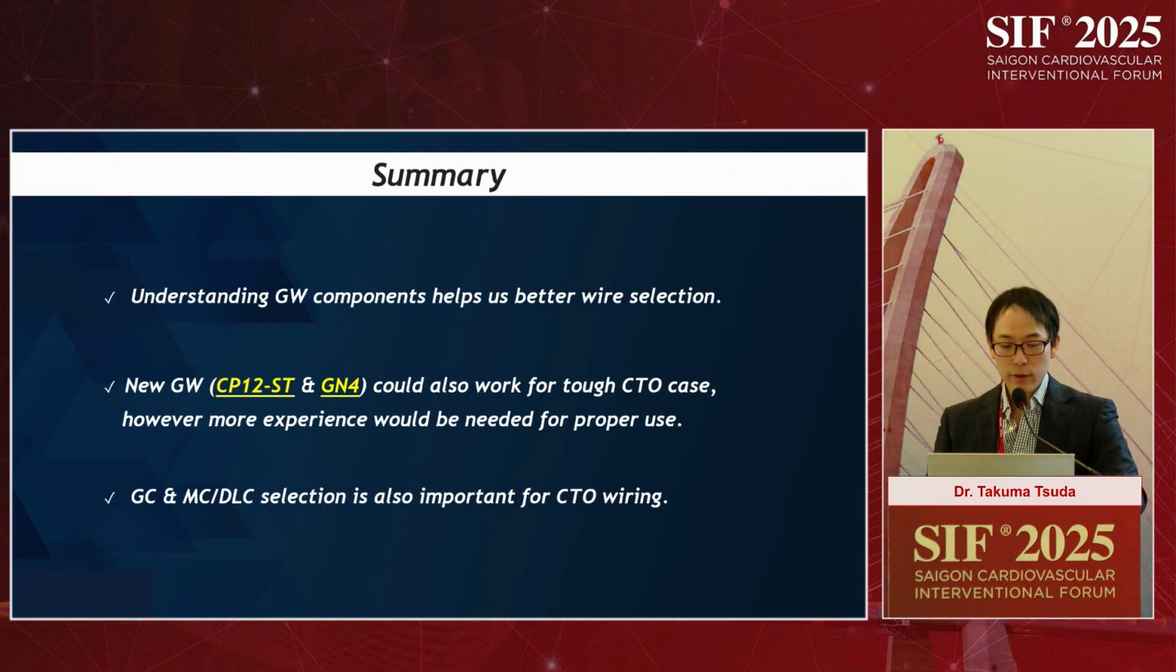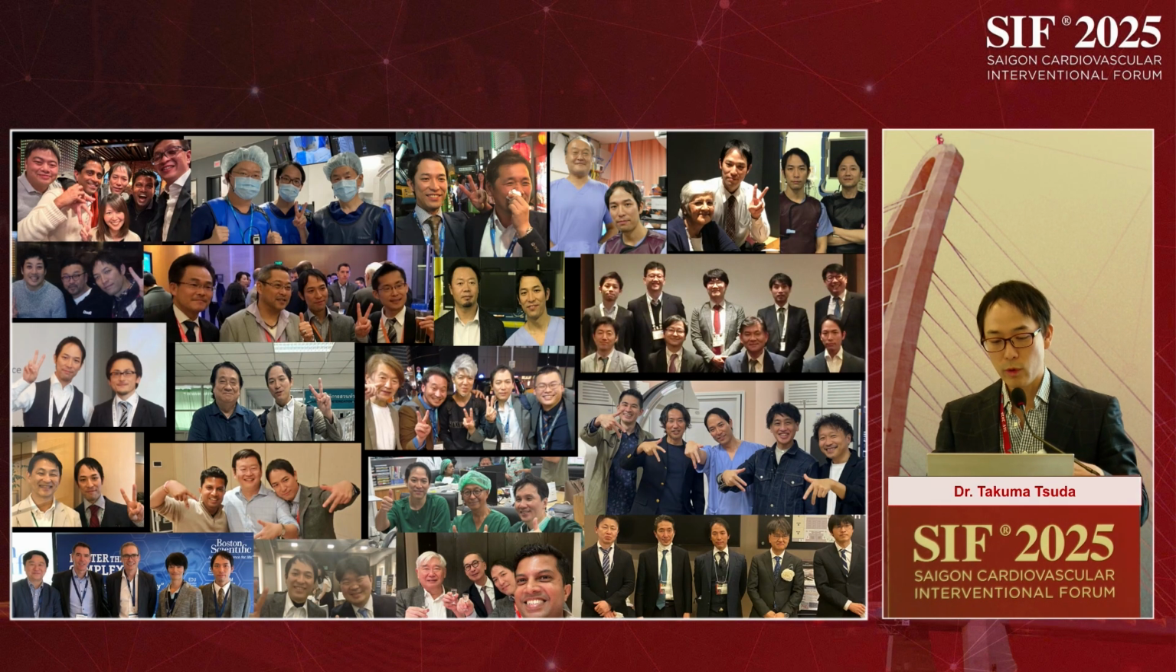So in summary, understanding guide wire components is very important, and also the new guide wire may still be only in Japan, but in the near future the Gaia Next 4 will be brought to other countries also. But anyway, the guide catheter and microcatheter selection is also important to clear the CTO wiring. Thank you.